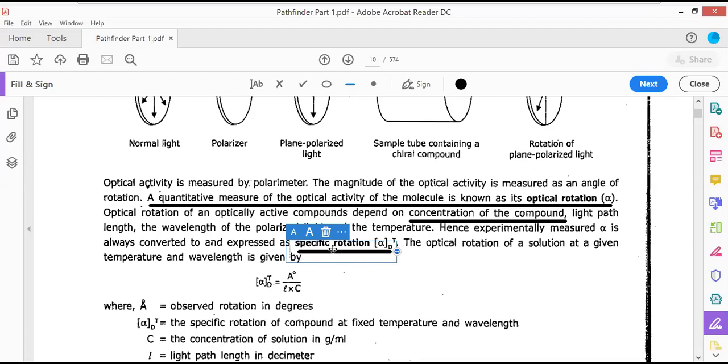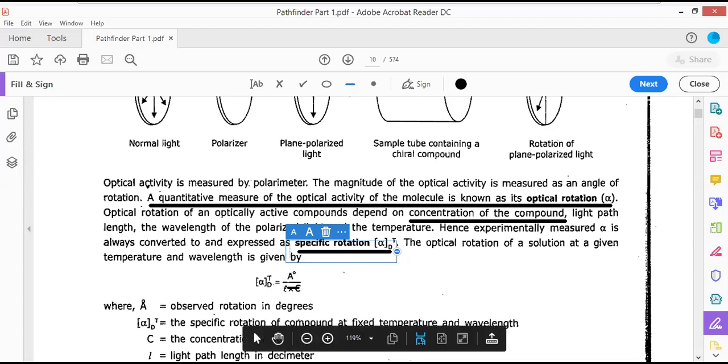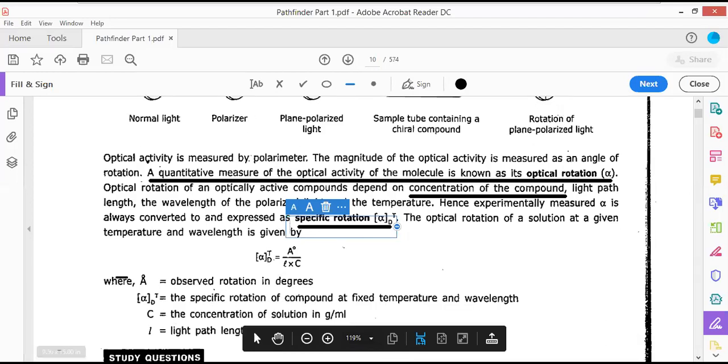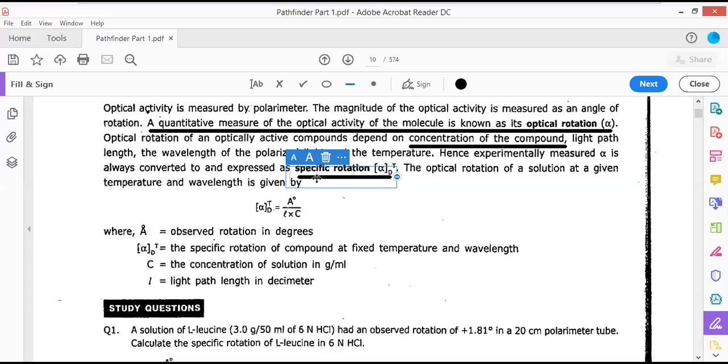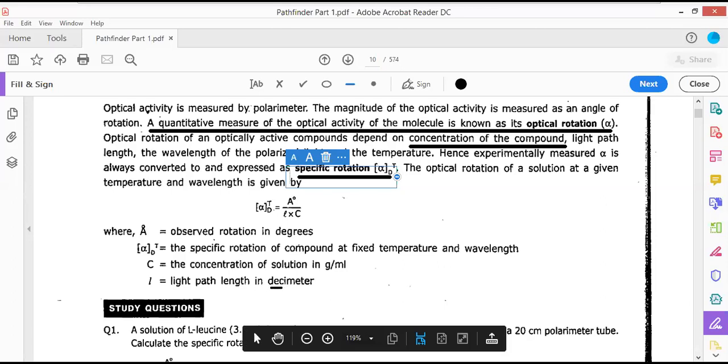The specific rotation refers to the optical activity of a molecule when the concentration of the solution is 1 gram per ml, and the length of the path through which the light is made to pass is 1 decimeter, then the optical rotation is equal to 1 degree. Okay, so the specific rotation is used to measure the optical rotation when the path length of the cuvette is 1 decimeter and the concentration of the solution is 1 gram per ml.